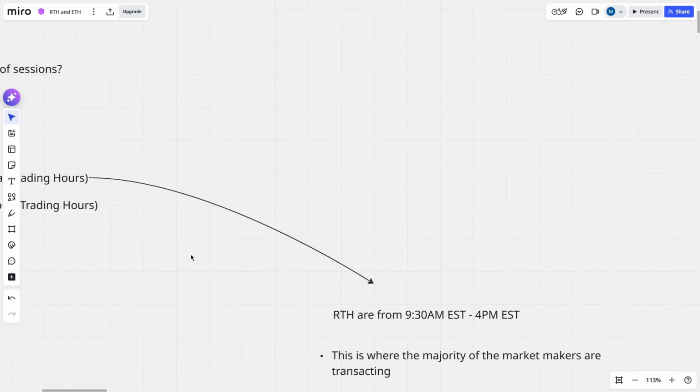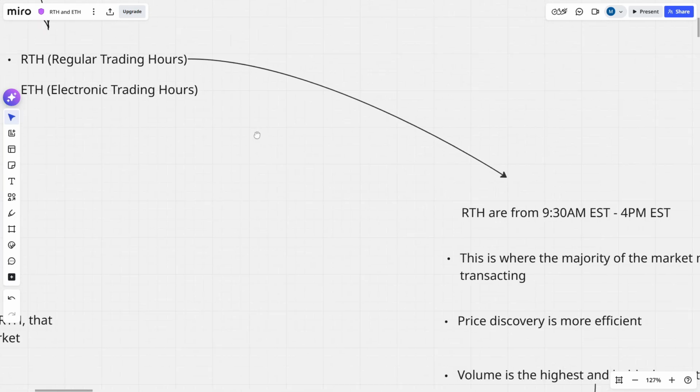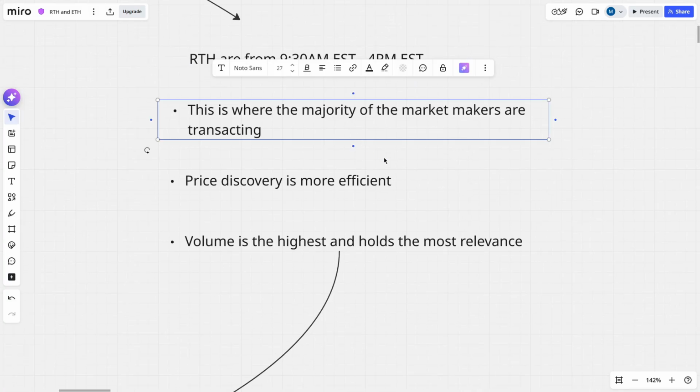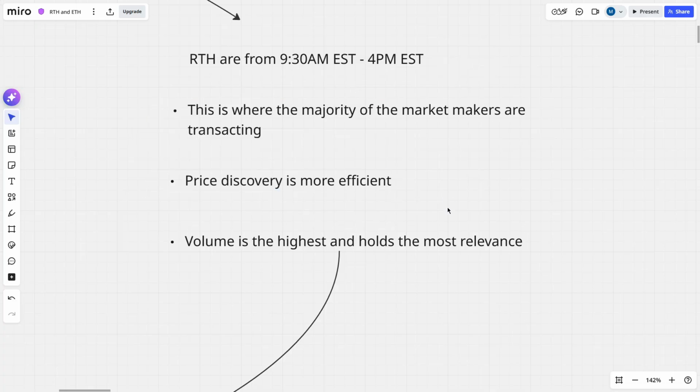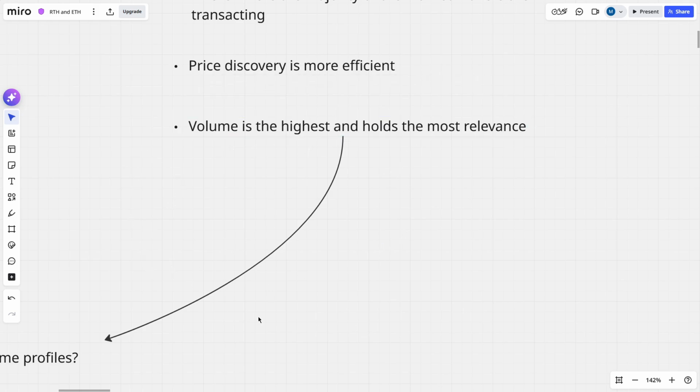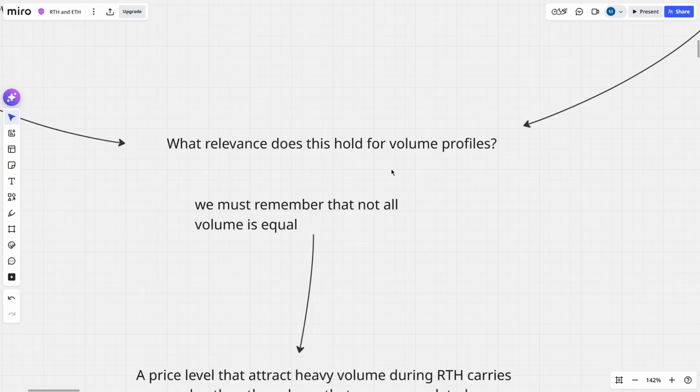Okay, and then on the other hand, we have the regular trading hours, which is obviously then from 9:30 to 4 p.m. And this is where the majority of the market makers are transacting. Like I was saying, the institutions, you have the hedge funds, all of the big banks, stuff like that. And volume is the highest and it holds the most relevance over the ETH sessions. So what relevance does this hold for us?